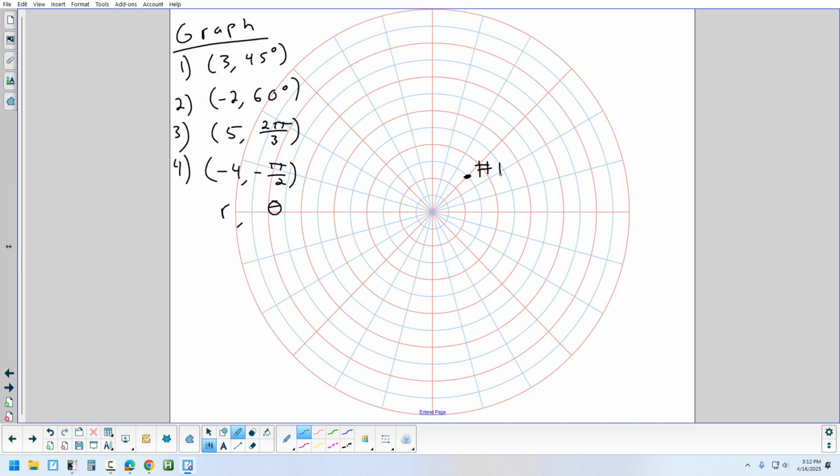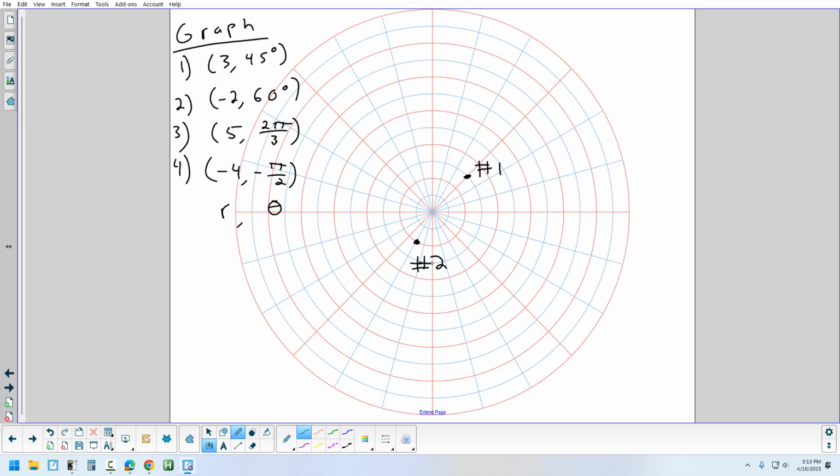Okay, let's try number 2. -2, 60 degrees. Megan, how would I graph that one? You would go 2 units to the left, and then you would go counterclockwise 60 degrees. Counterclockwise 60 degrees: 15, 30, 45, 60. That's going to put me right there. So that's point number 2: left 2 units, and then counterclockwise 60 degrees.